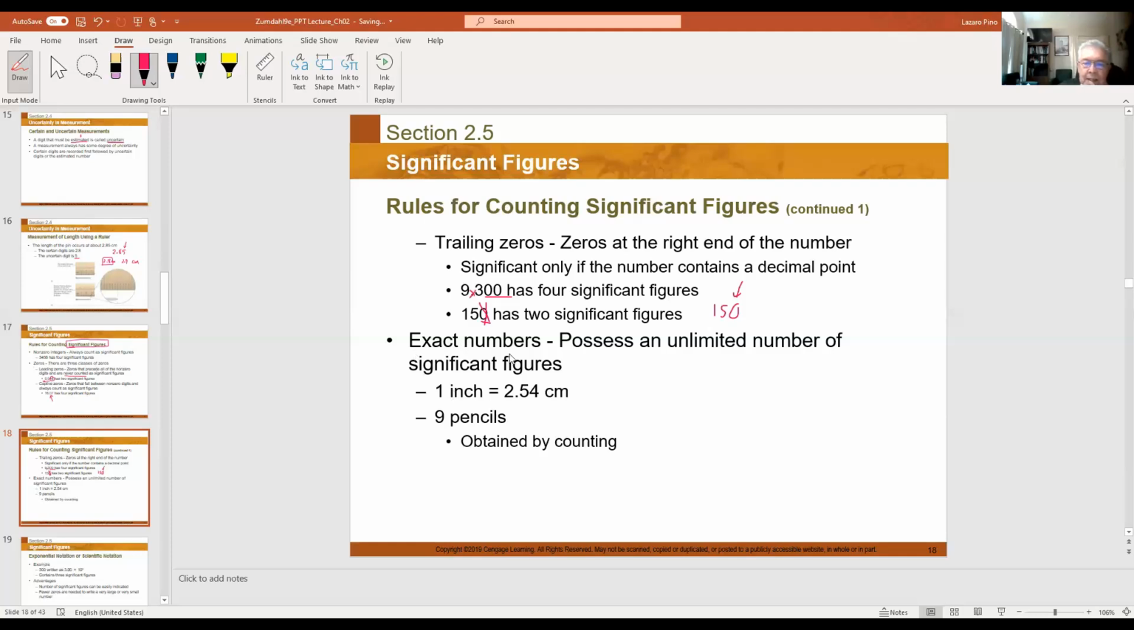What is an exact number? They are numbers that you obtain by counting: 9 pencils, 10 pencils, 11 pencils. But also you consider an exact number when you are using an equivalence between two units. 1 inch is exactly 2.54 centimeters. And these are exact numbers.